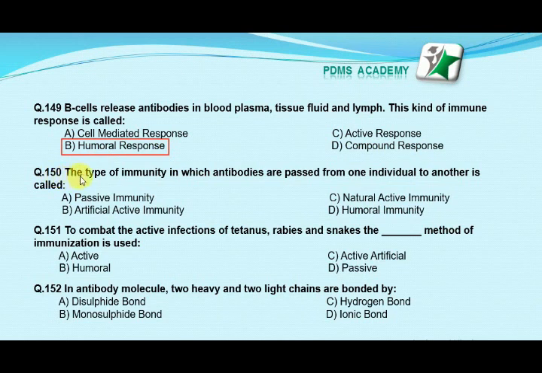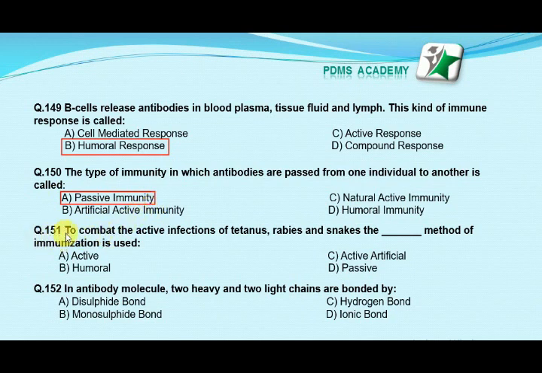Our next MCQ is: the type of immunity in which antibodies are passed from one individual to another is called: option A, passive immunity; option B, artificial active immunity; option C, natural active immunity; option D, humoral immunity. So our correct answer is A, passive immunity.